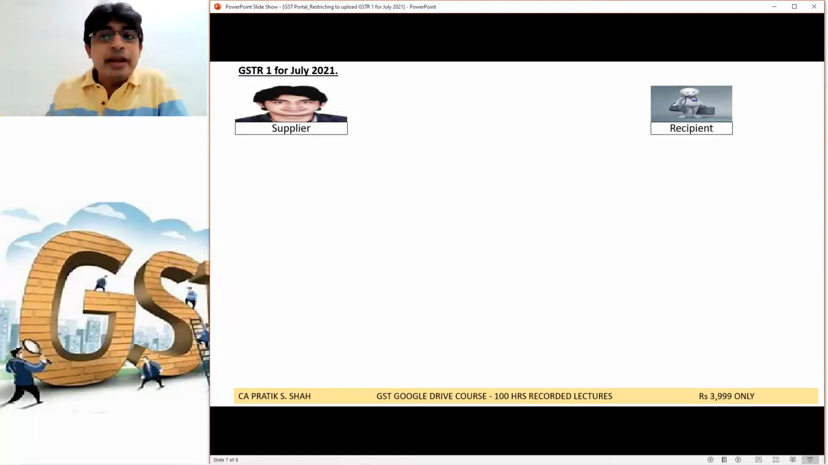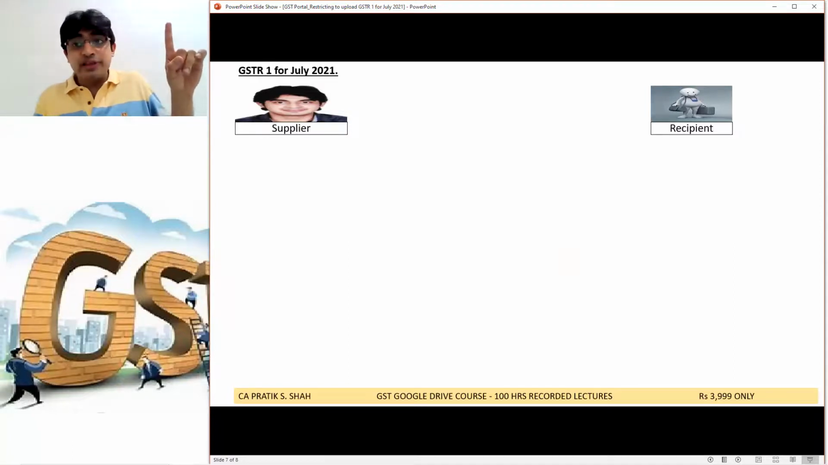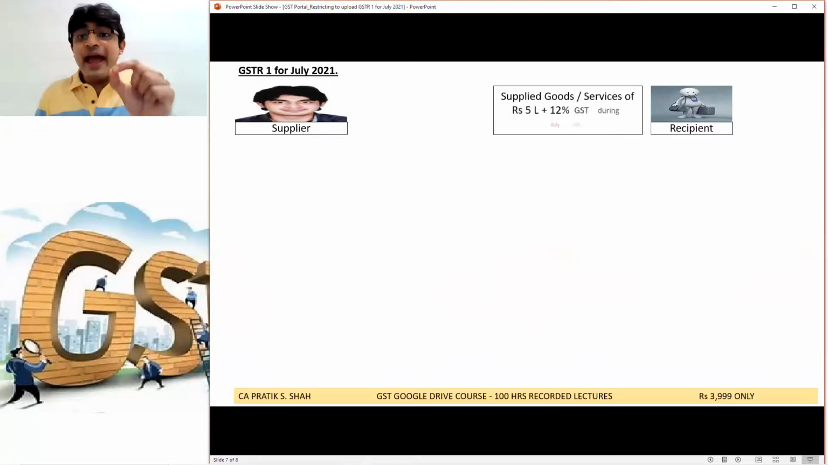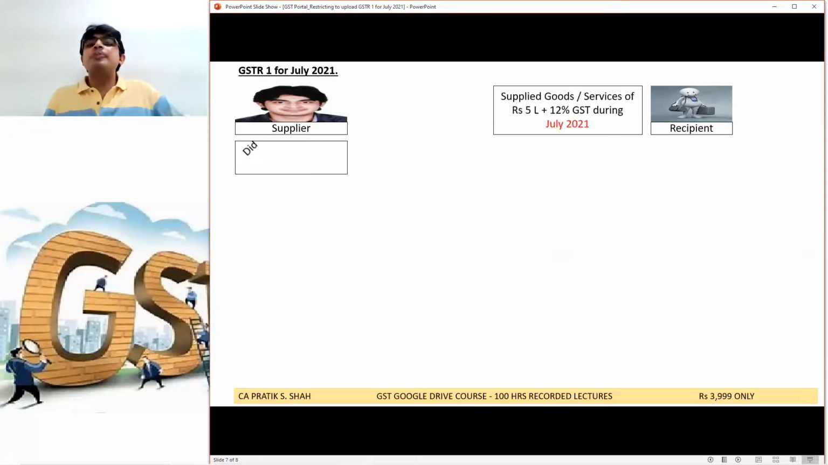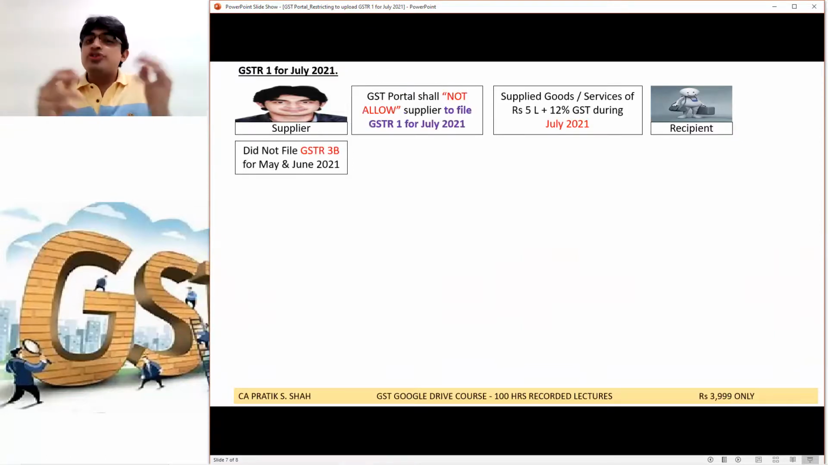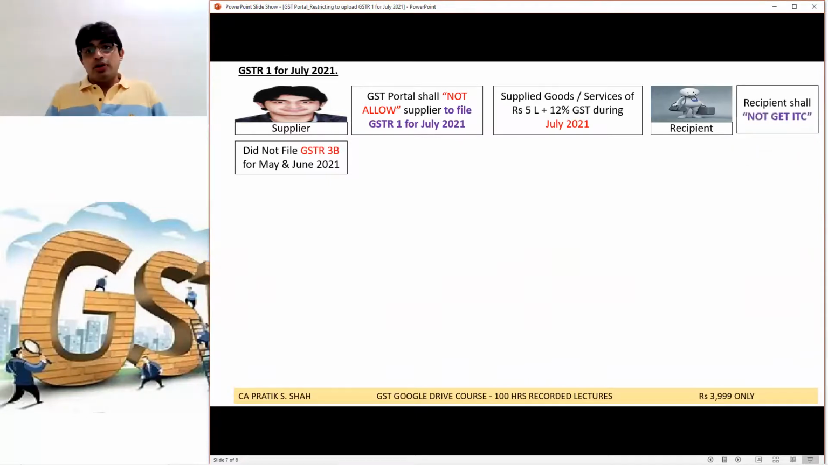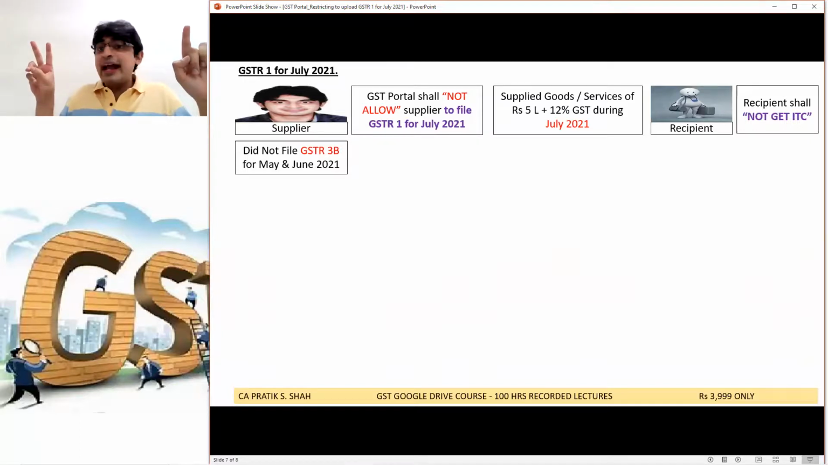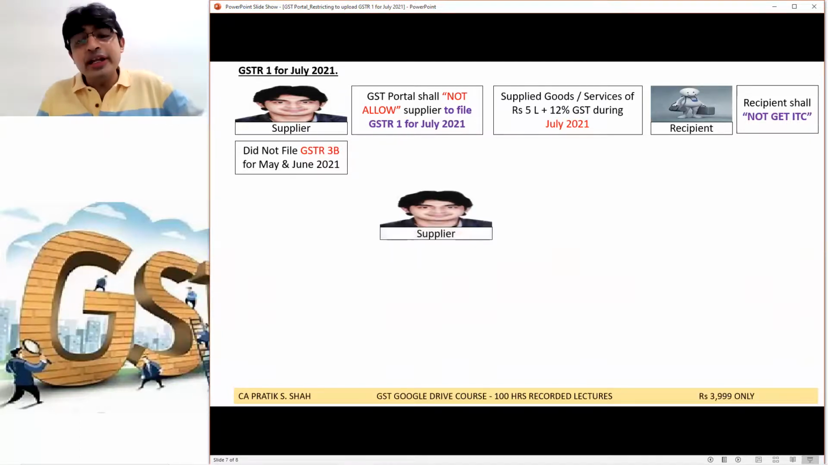Now, what will be the benefit to the government if the portal restricts? Please understand. Say I have not filed GSTR 3B for May and June, 2 consecutive months. And in July, say I am supplying goods of 5 lakh plus 12% GST. Since I have not filed 3B, I cannot upload GSTR1. And since I cannot upload GSTR1, the recipient will not get ITC in 2B. He won't be able to take ITC.